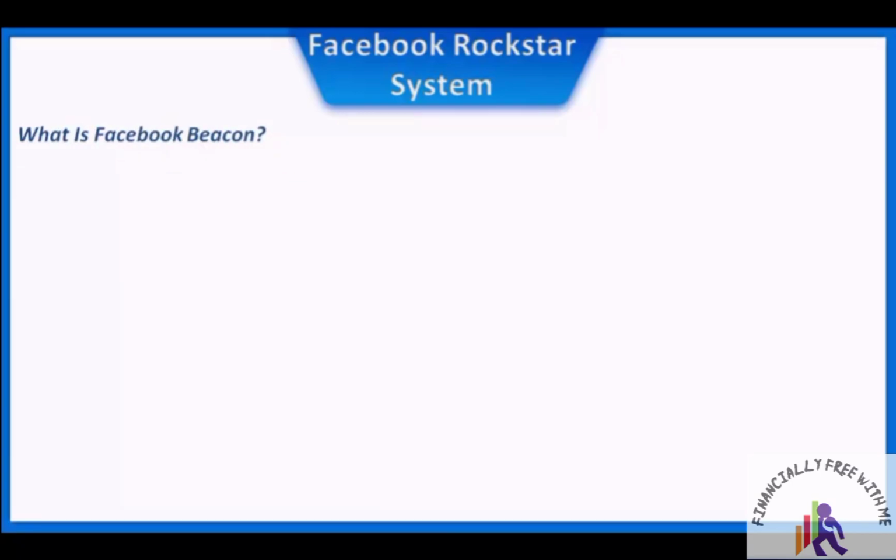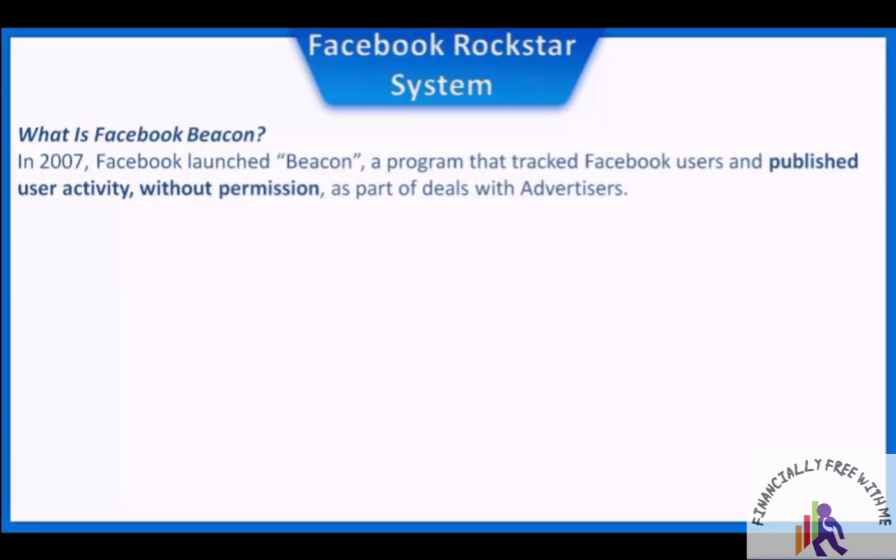In 2007, Facebook launched Beacon, a program that tracked Facebook users even when they weren't logged in, and published user activity without permission as part of deals with advertisers. What it meant in real terms was that you could find your online purchases and activities publicized on Facebook for all to see, and you had no say in the matter.